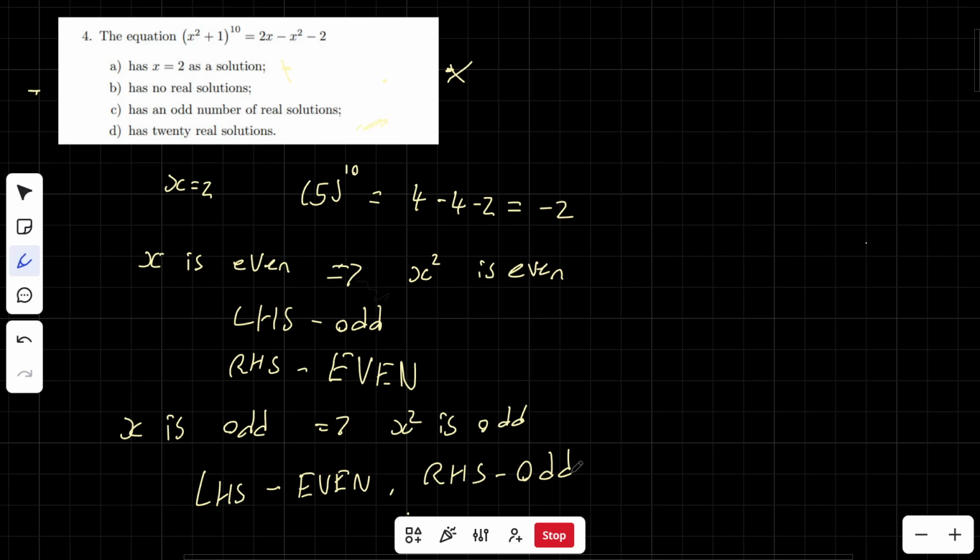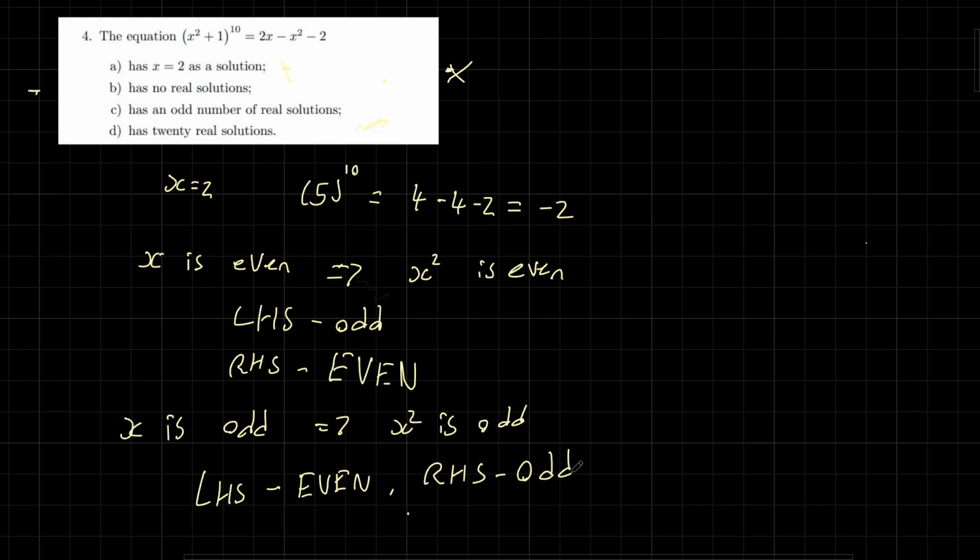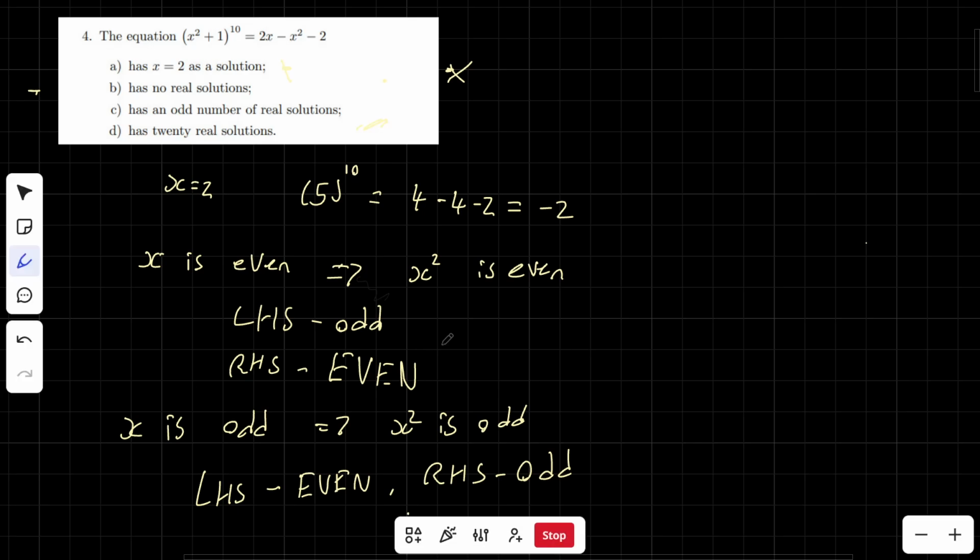So this shows that there are no real solutions, because if x is even, the left-hand side cannot equal the right-hand side. And if x is odd, the left-hand side cannot equal the right-hand side.